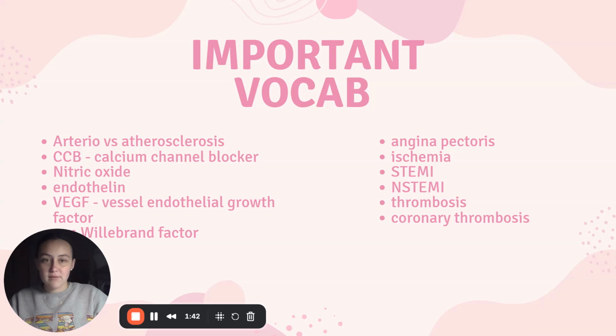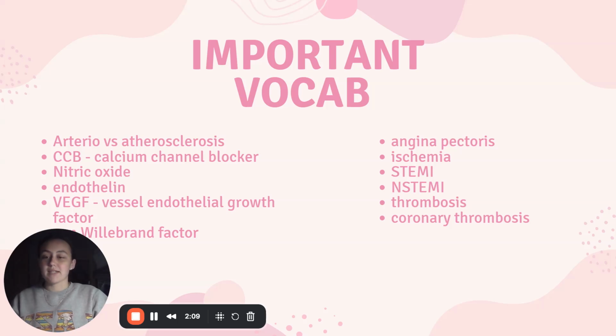For our chapter 16 vocab, angina pectoris, it's just chest pain. Ischemia is tissue deprived of oxygen, and these are both linked together because lots of the time ischemia can cause chest pain because those muscles are screaming for oxygen. They are deprived of oxygen. So those two are an important thing to link together in your head.